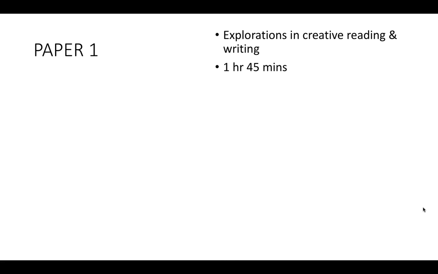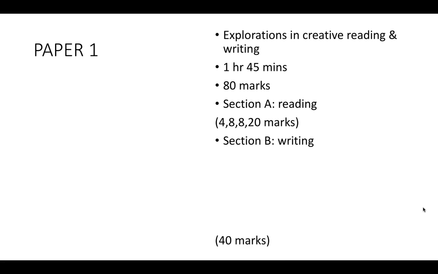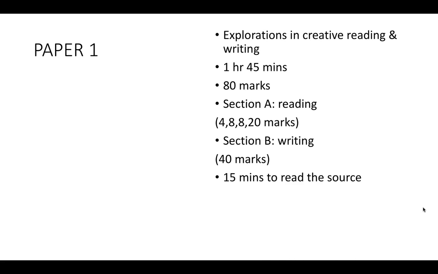So the first thing to be aware of is the actual layout of the paper, the timing of the paper. So let's have a look at paper 1. Explorations in Creative Reading and Writing is a 1 hour 45-minute exam, and you can get a total of 80 marks made up of Section A Reading, that's 4 questions, 4, 8, 8 and 20 marks. Section B Writing, you choose 1 question from a choice of 2, and that is worth 40 marks.